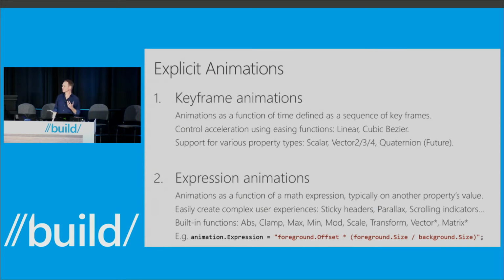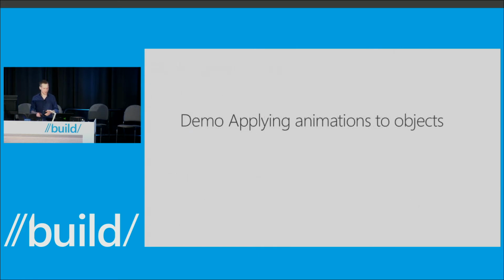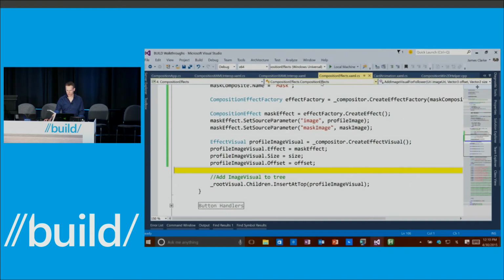So we talked a little bit earlier about sticky headers. Another example of this is parallax or scrolling indicators. If you're trying to build these kinds of custom animations where objects are related to each other, you can use expression animations. Now, rather than trying to explain them, I think it would once again be better to demonstrate it. So let's switch back to the demo laptop and add some animations.